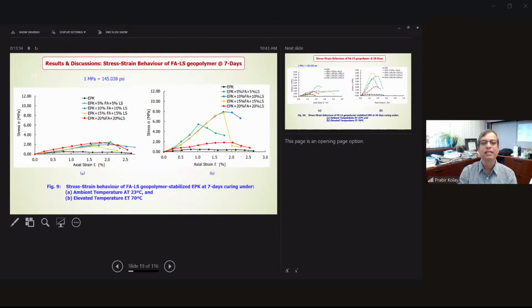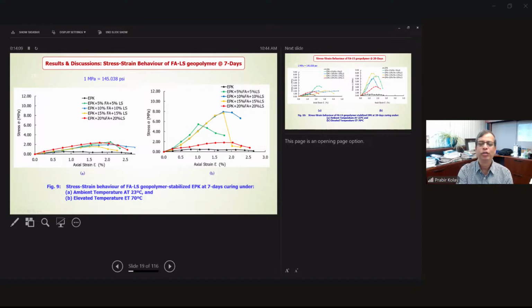Here are the test results for stress strain behavior at 7 days when we combine EPK clay with fly ash and lime sludge, in MPa. EPK clay alone is the lower one, and you see the strength going up with different percentage combinations of fly ash and lime sludge. Figure B is the same test, same combinations, but with high temperature. This is 23 degrees Celsius, and this is 70 degrees Celsius.